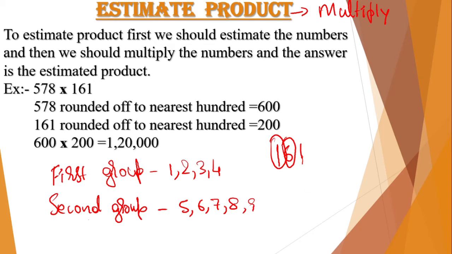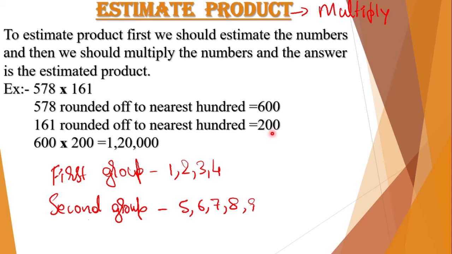So if it's in the second group, we should add 1 to the first circle digit, which is 1. So 1 plus 1 is 2. So it will be 2 here and we don't have any right side digits, so we can leave it as it is. And 6 and 1 will become 0. So it will be 200. So 161 rounded off to nearest 100 will give us 200.